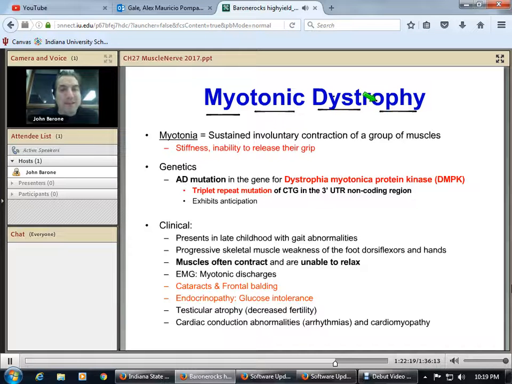Okay, last one, myotonic dystrophy. Myo, muscle, tone, and then dystrophy, abnormal growth. It's going to still atrophy. So you get episodes of tonic contraction, but long term you're going to get atrophy. So myotonia is sustained involuntary contraction of a group of muscles.